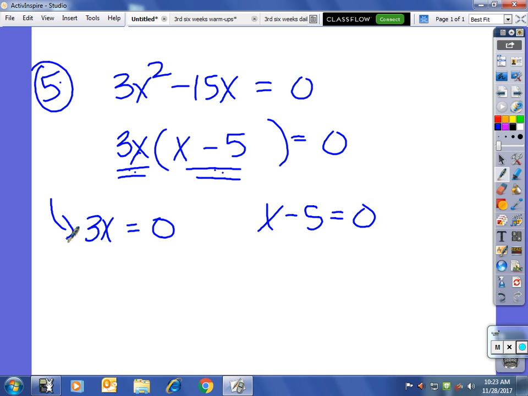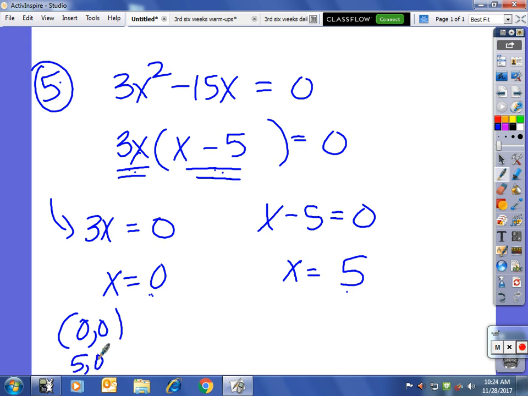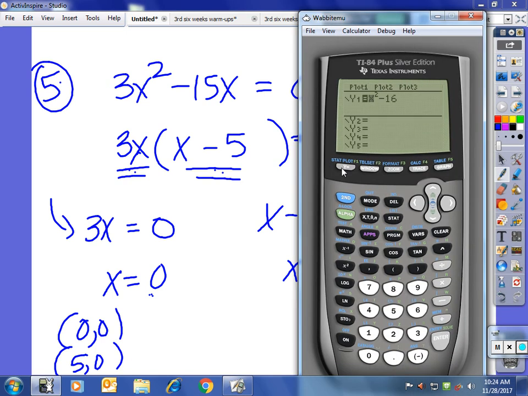This is the one that freaks kids out for some reason. Divide by 3. What's 0 divided by anything? 0. What's the answer over here? 5. This one's crossing at the origin. What point is this? 0, comma 0, and this point would be 5, comma 0. Sometimes one of your zeros is actually 0. Because the GCF was 3x. That's how I got 3x.